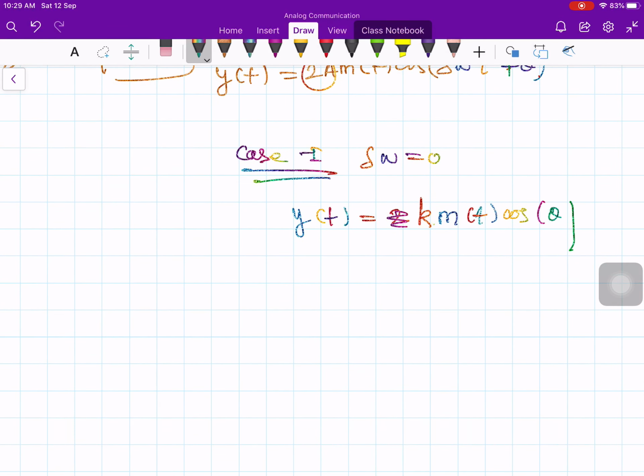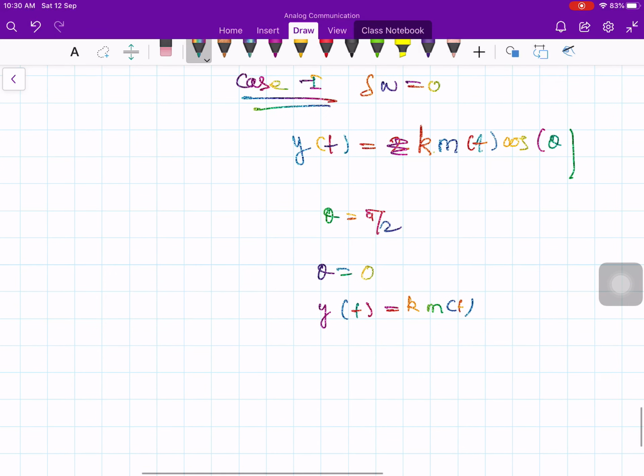So if theta is equal to pi by 2, then what will happen? y of t will be identically 0. Basically cos theta now becomes an attenuation factor. Therefore the received signal is of course just scaled, but there is no distortion in the received signal, either it amplifies or decreases. The recovered signal is still proportional to m of t. When theta is equal to 0, then y of t is equal to k times m of t. When theta is equal to 60 degrees, then y of t is equal to k times m of t times cos of 60 degrees.